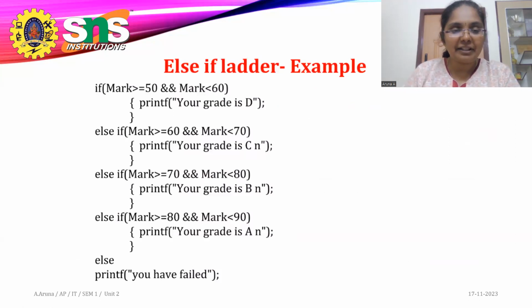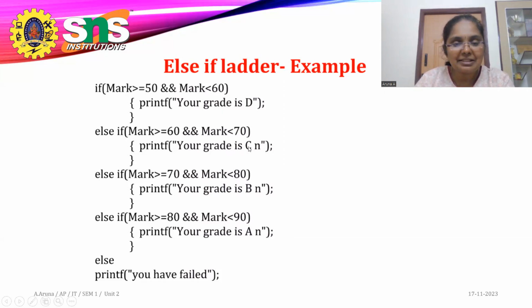This is an example for the else if ladder. The best example is our mark calculation or student grading system. We can do it under the else if ladder. If my mark is between 50 and 60, it will print a D grade.